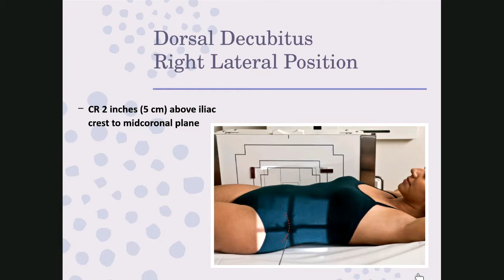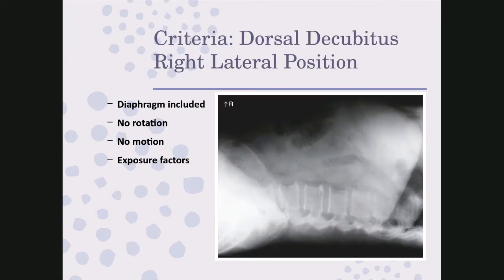Okay, so a right lateral dorsal decube. And as far as our radiographic criteria, we do have to include the diaphragm.